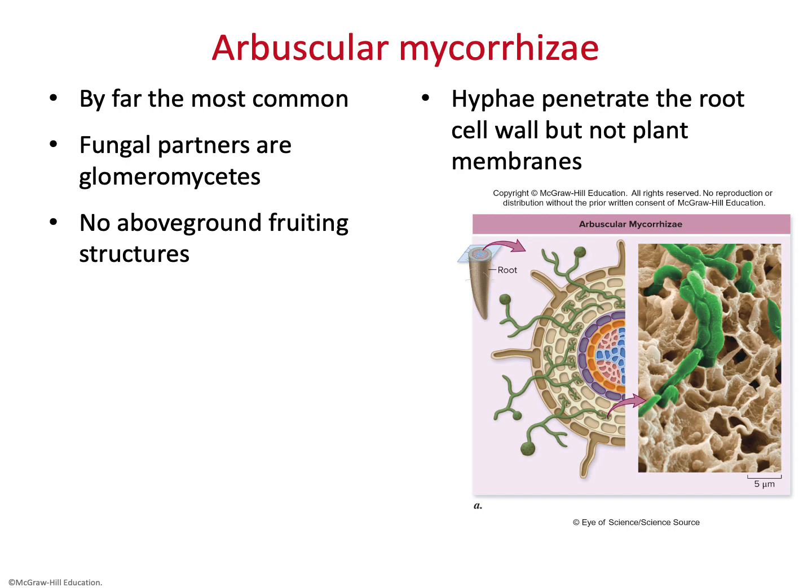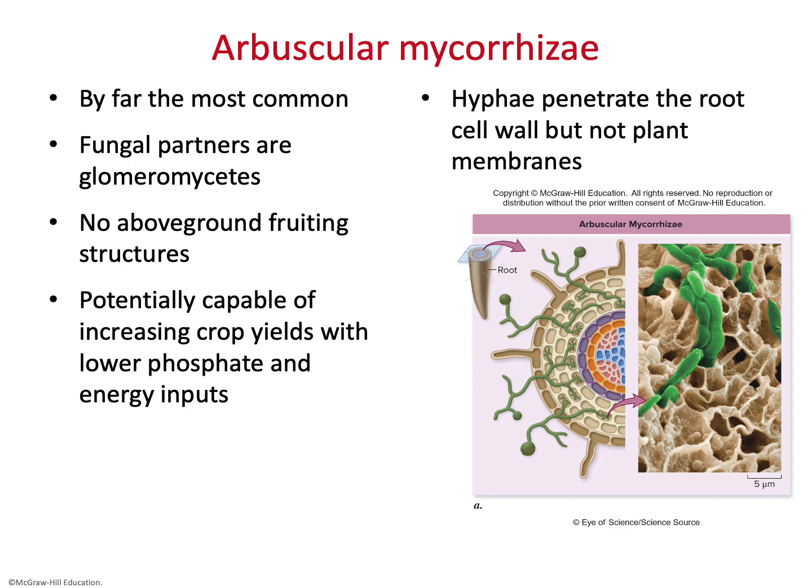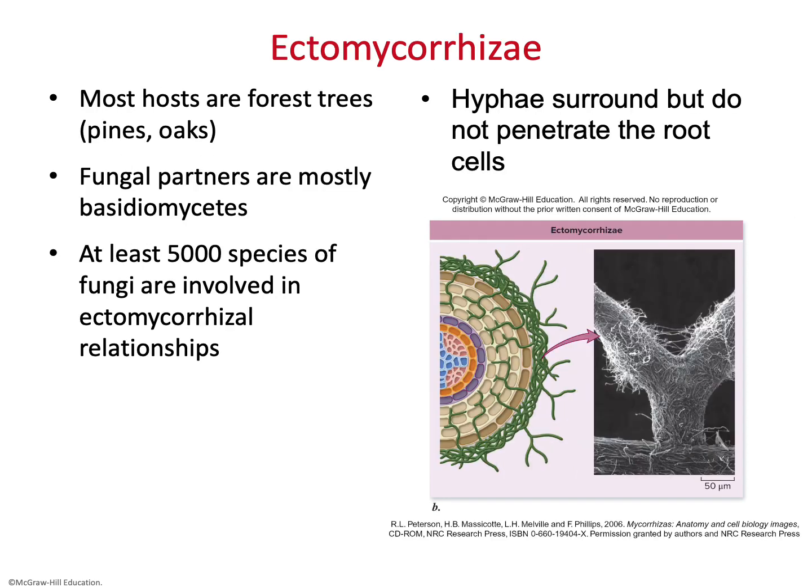In arbuscular mycorrhizae, fungal hyphae penetrate the root cell wall of plants, making close contact with the cell's plasma membrane, but do not penetrate the plasma membrane. As you can see in this picture, they penetrate the cell wall, but they do not penetrate the plasma membrane. So they are potentially capable of increasing crop yields with lower phosphate and energy inputs.